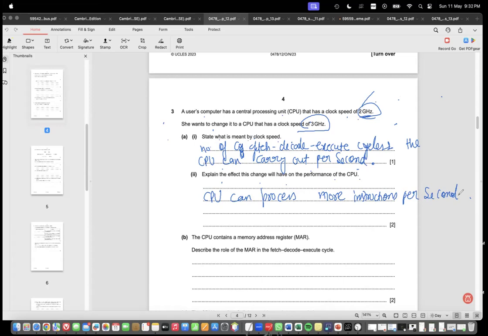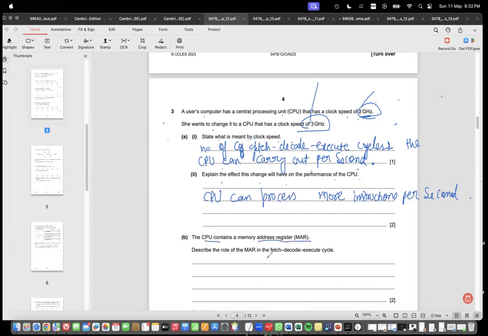However, it is possible that it can also lead to increased power consumption. It is possible that your CPU will consume more power and generate more heat. So the positive impact is that the CPU can process more instructions per second. And the negative impact is that it will take more power, the power consumption is high, so it will produce more heat.